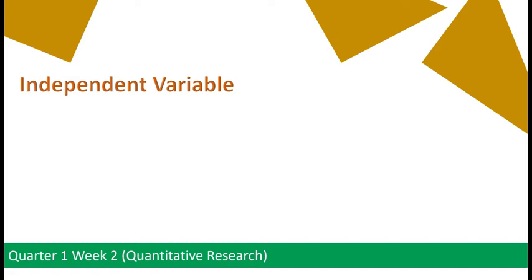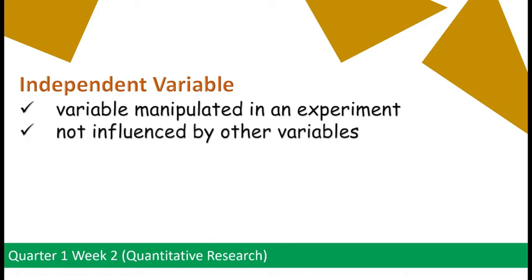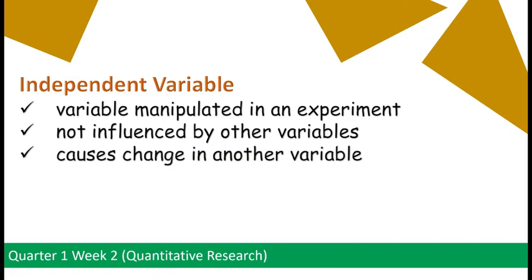The independent variable is the characteristic of an experiment that is manipulated or changed by researchers, and not by other variables in the experiment. It is the variable which causes a change to happen in another variable. The treatments done in a laboratory experiment or procedure are usually the independent variables of the study.